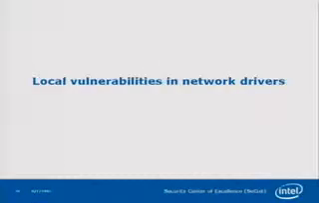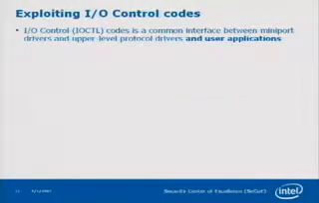Previous two slides. Network drivers can be exploited not only remotely but also locally. There are a number of vulnerabilities that allow local privilege escalation, giving kernel mode privileges to the attacker, to user mode applications. Most of those vulnerabilities are in the device IO control local API, which is common to all the Windows drivers, and we'll briefly describe these kinds of vulnerabilities.